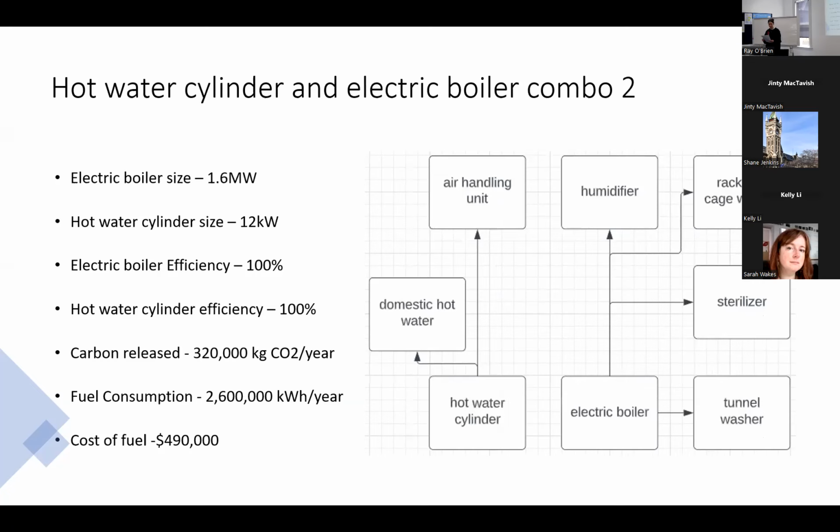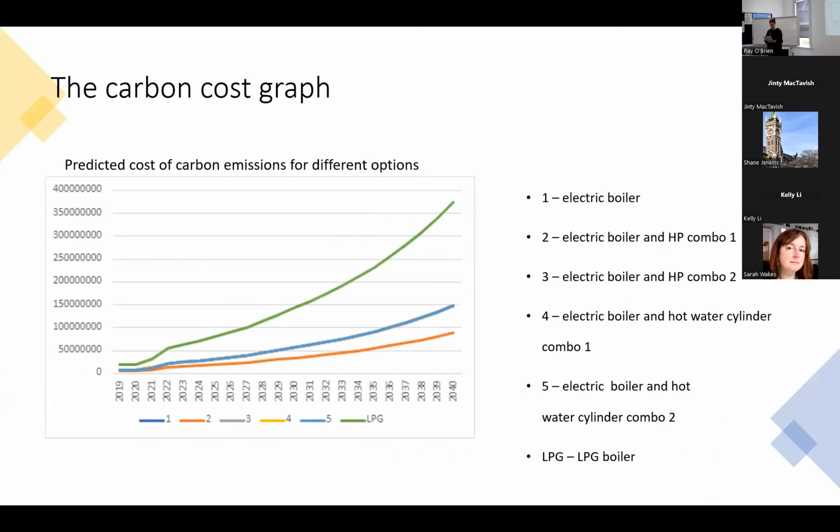Hot water cylinder and electric boiler combo 2 also has an overall efficiency of 100%, but this time the hot water cylinder will be going to heating and district hot water. So the steam that is currently being generated will not have to turn back into hot water. This option gives us a carbon usage of 320,000 kgs of CO2 per year, consumption of fuel of 2,600,000 kilowatt hours per year, and a cost of fuel of $490,000 per year.